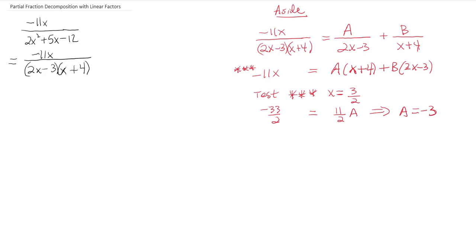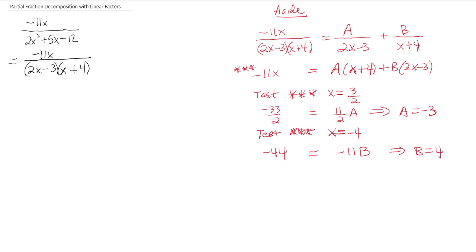Can we get b? Well, yeah. Why don't we test triple star again? This time, a little bit more obvious x value. Let's try to test it with x equals negative 4. If we get x equals negative 4, what becomes the triple star equation? It becomes negative 44 is equal to 0 times a, and now we have negative 11b. So what does that mean? That means b must be 4.